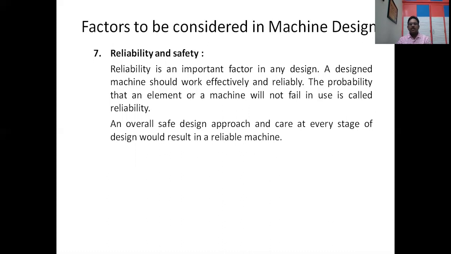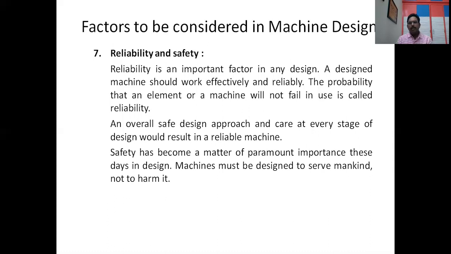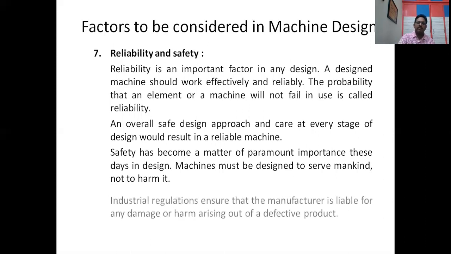So an overall safe design approach and care at every stage of design would result in a reliable machine. So if we take every care at every stage of the design approach and at every element, then we can produce relatively reliable products. Safety has become a matter of paramount importance these days in design. Yes, whether our design is safe or not, that is, machines must be designed to serve mankind, not to harm. So when we make a machine, it should serve mankind, but it should not harm mankind. So that's why safety has become very predominant and important.